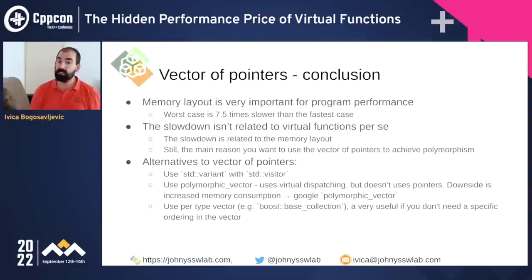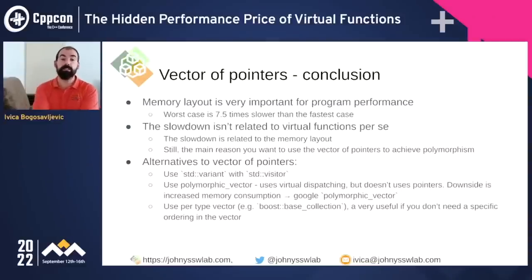Now the slowdown is not related to virtual functions in themselves. The slowdown is related to the memory layout, and that is why we see the same problem with virtual functions and non-virtual functions. But the reason why you actually want to use vector of pointers is to achieve polymorphism. If you don't need polymorphism, you don't need vector of pointers, so you will use vector of objects. Now, this creates a problem because bad memory layout leads to bad performance.